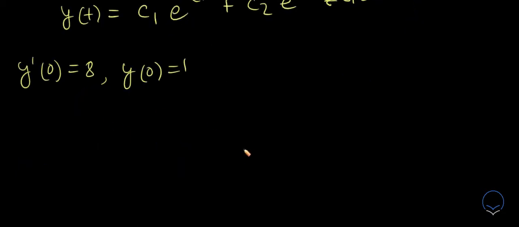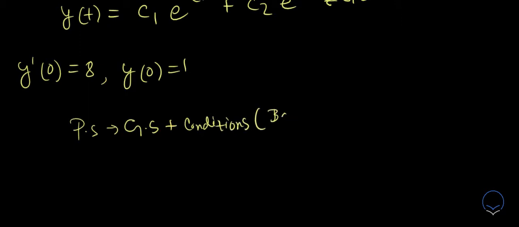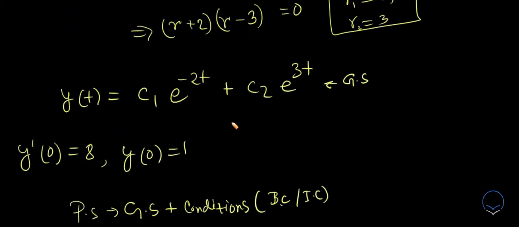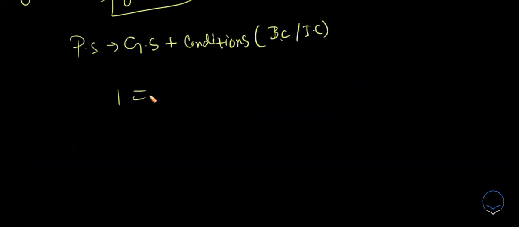So the particular solution will come from the general solution plus the conditions, that is either boundary value conditions or initial value conditions. Just like before, we have to find C1 and C2. Let's first use this one. When t equals to 0, y is 1, so that should give you 1 over here, and if you put t equals to 0, this is just C1 plus C2.